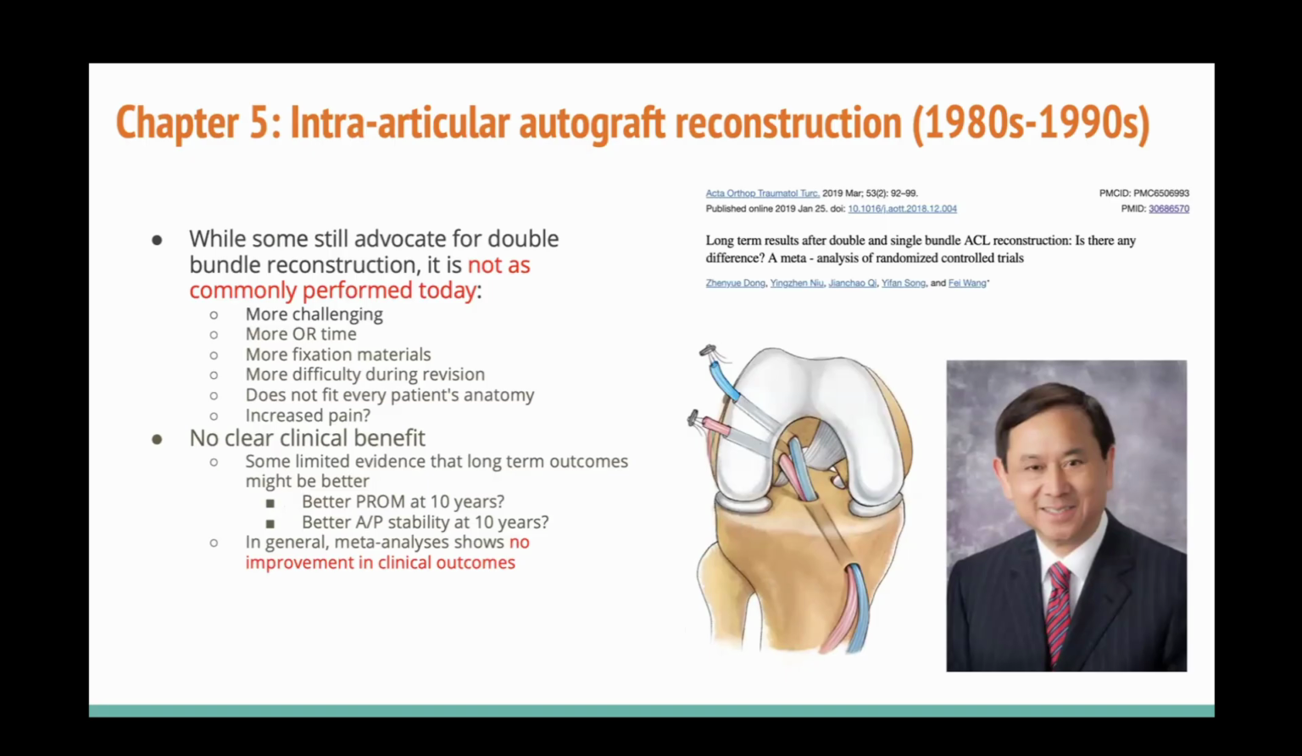It's not as commonly performed today, but I think that this deserves an honorable mention in terms of the history of ACL because we're recognizing that the single bundle graft is not truly anatomic, and that we may be able to get some better rotational stability, perhaps if we have two limbs of graft instead of just one. But this hasn't been shown to correlate with better clinical outcomes.